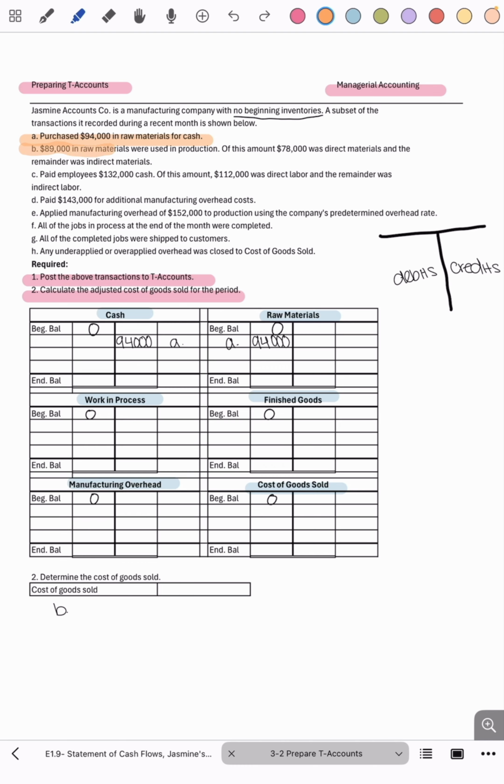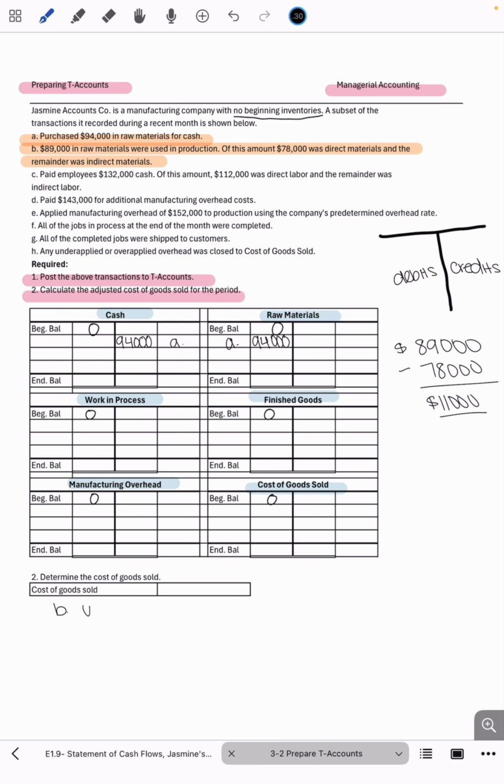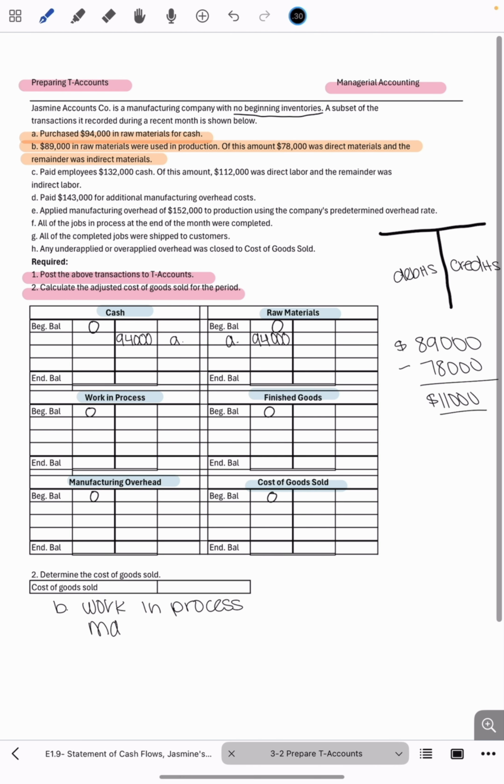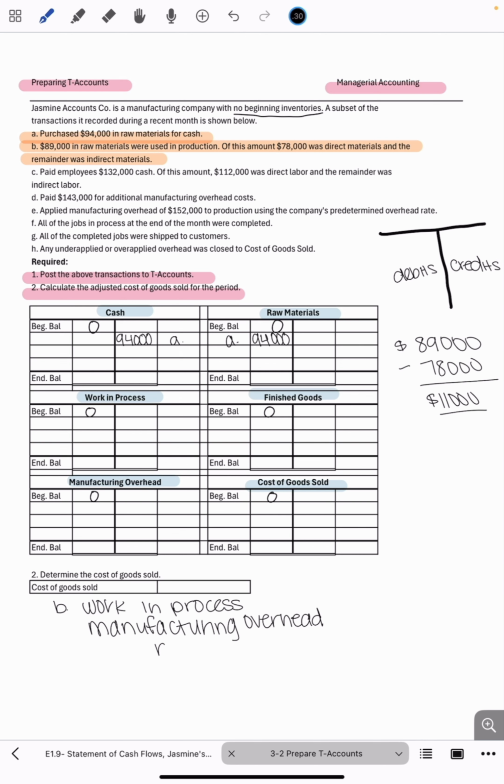So B says $89,000 in raw materials were used in production. Of this amount, $78,000 was direct materials and the remainder was indirect material. So we got to do some math first. Just super simple. All we're gonna do is take that $89,000 and subtract it by $78,000, and that's gonna give us $11,000. So for this one, we are going to debit work in process. We're also going to debit manufacturing overhead, and then we would credit raw materials.